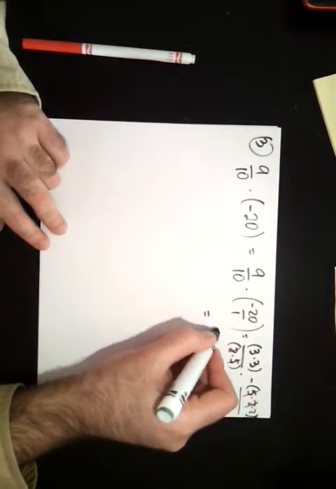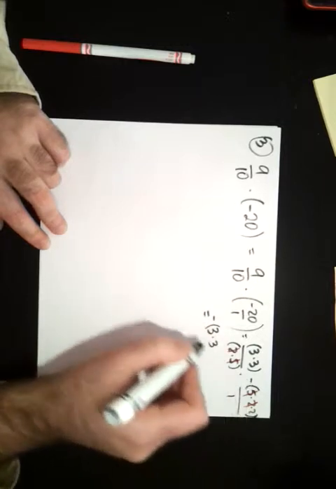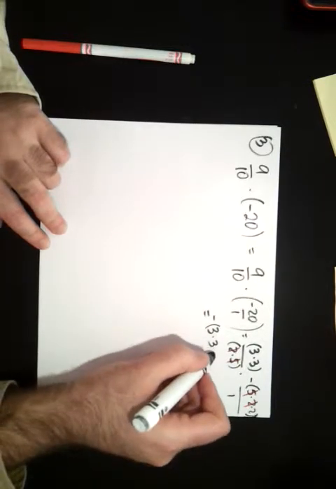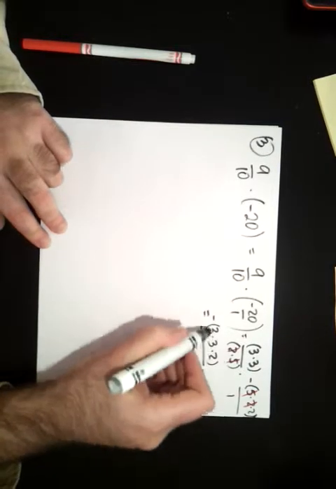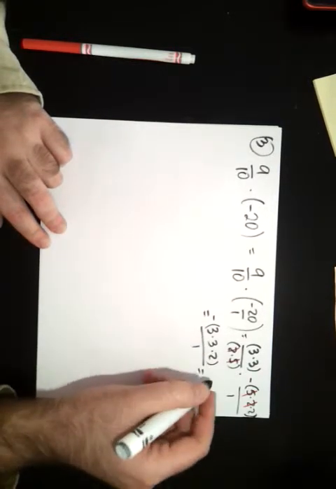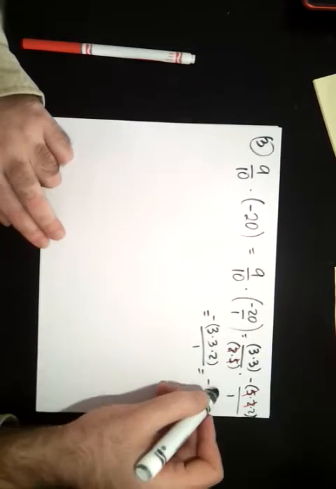So on the top I have 3 times 3. I still have that negative outside, so I'm going to just keep it outside. Times 2. On the bottom I have a 1. 3 times 3 is 9. 9 times 2 is 18. There is still that negative over 1. So yeah, that's it. That's the answer.